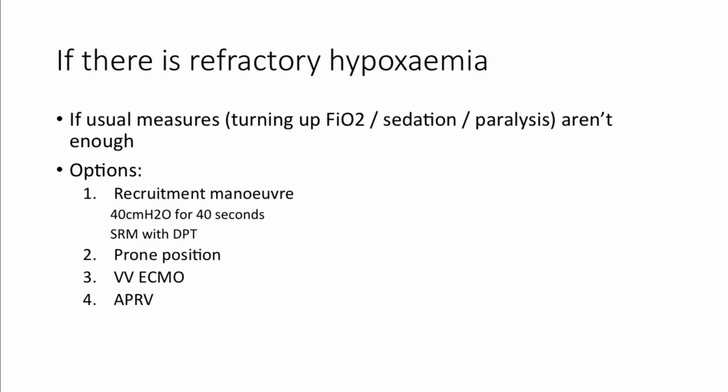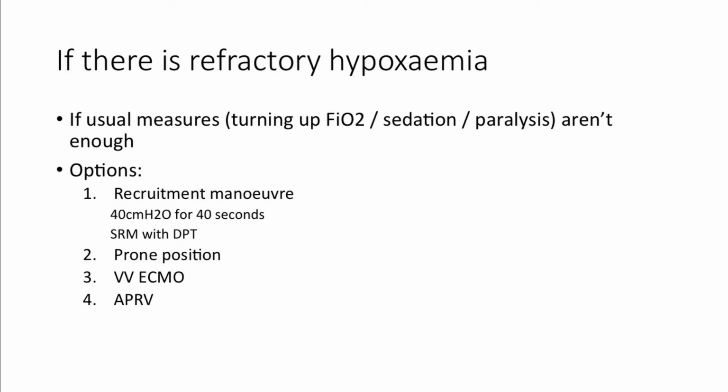So the main thing we're going to talk about is what happens if there's refractory hypoxemia. So you've got your patient, they've been intubated, they've got the lung protective ventilation, they're on a high FiO2, they're on a high PEEP, and you've not got good gases. What do you do about that? So once you've turned the FiO2 up, sedated and paralysed, there are other things you can do.